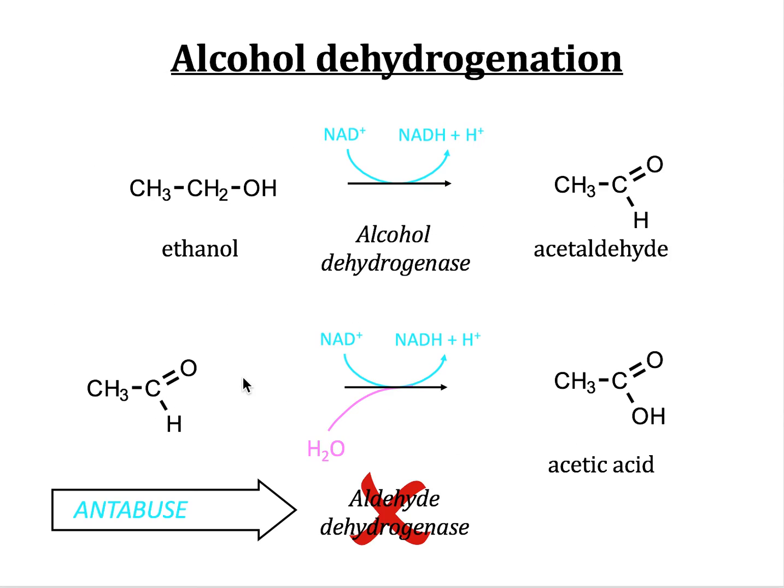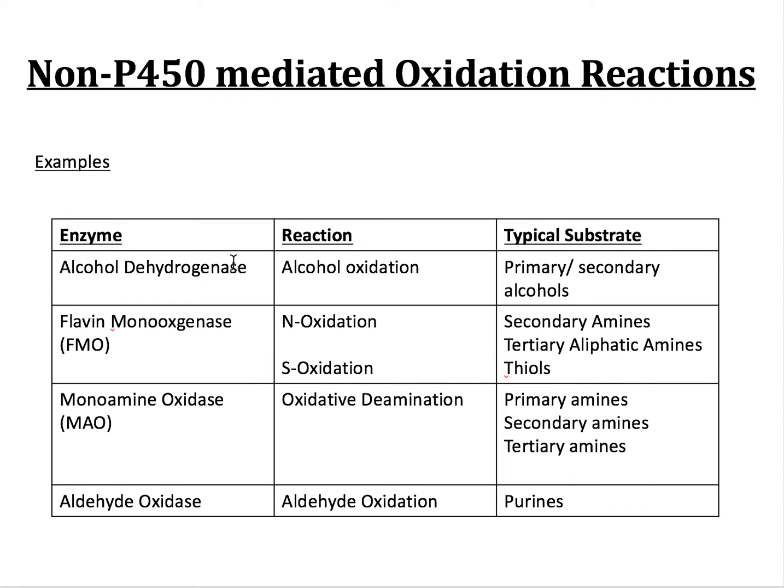Now, alcohol dehydrogenase is the enzyme involved with alcohol oxidation, and you want to know that it forms reduced NADH as well as an aldehyde. Secondary alcohols are usually oxidized to ketones, and they can't be further oxidized. Primary alcohols are oxidized to aldehydes, and they can then be further oxidized to carboxylic acid.